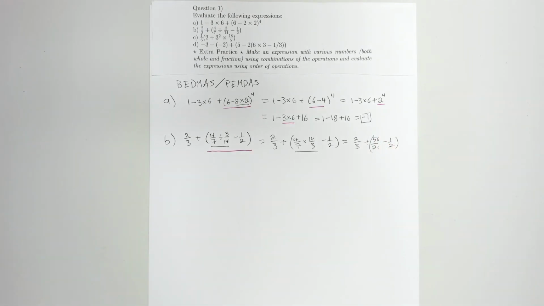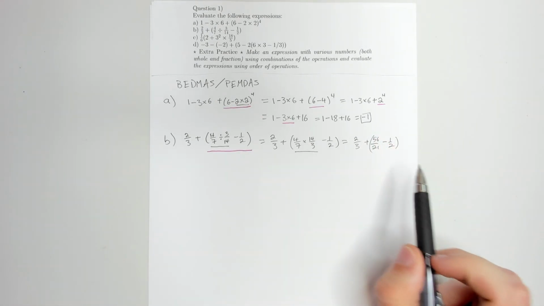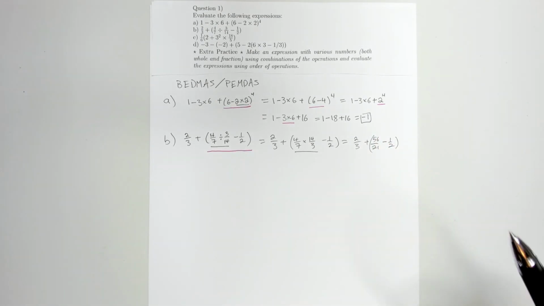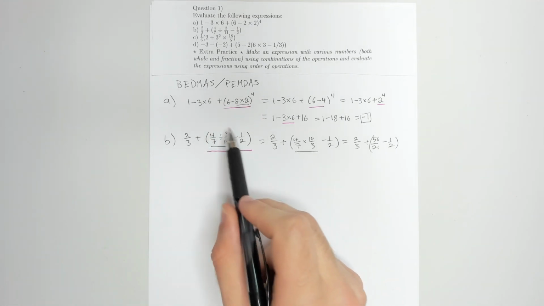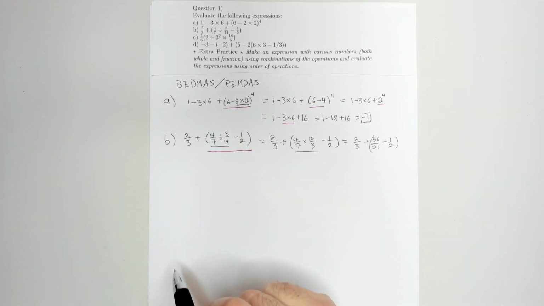Now, question for you. Do you think the brackets were necessary here? I don't think they were, because ultimately we're still going to have to do this division first, regardless if we had the parentheses or not, right?